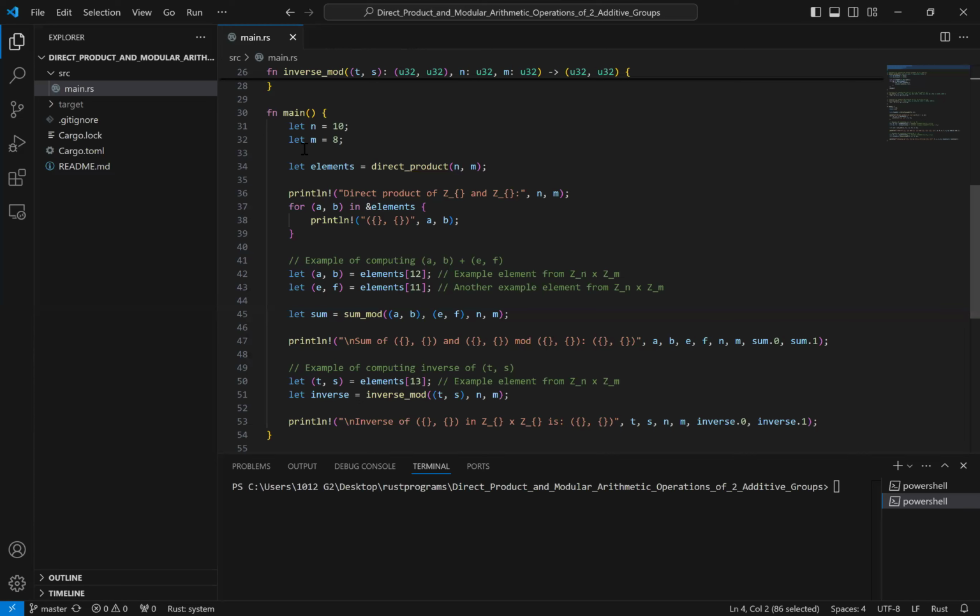Now, my initial elements, that is my mod. So for instance, in this case, I'm talking of Z10, and in this case, I'm talking of Z8. So let me see if it gives me, although there's another one that was still running, I don't know whether it will allow me to run this one.